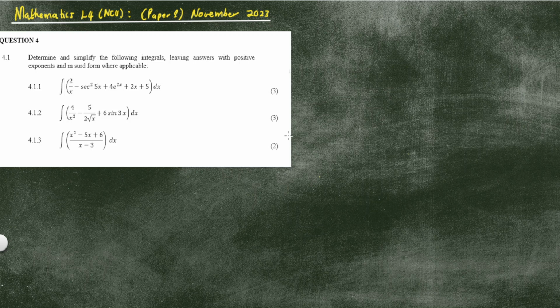Okay, so question 4.1, we have the following 3 integrals that we need to do. We want to determine and simplify the following integrals, leaving answers with positive exponents and in surd form where applicable. Alright, so for this one, 4.1.1.